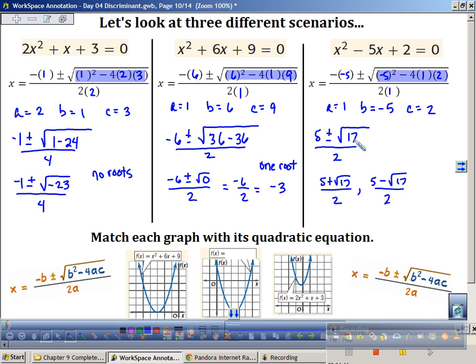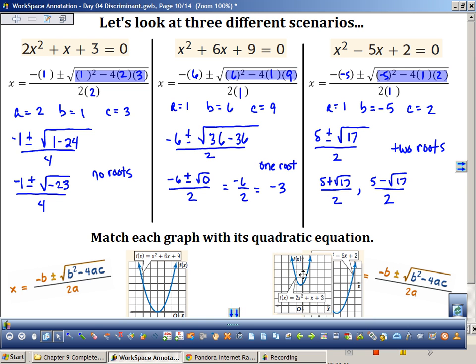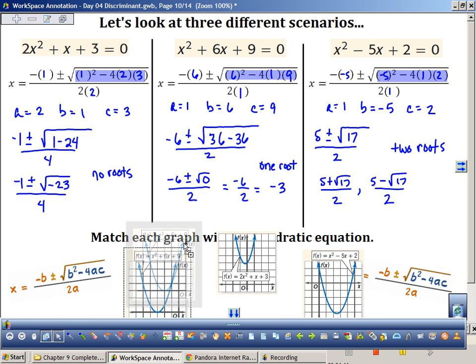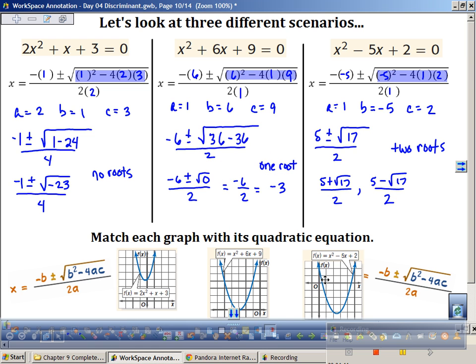Therefore, when I have a positive number underneath the radical sign, I have 2 roots. Therefore, this would be the correct one. So this is the third one. This is the first, second, third.